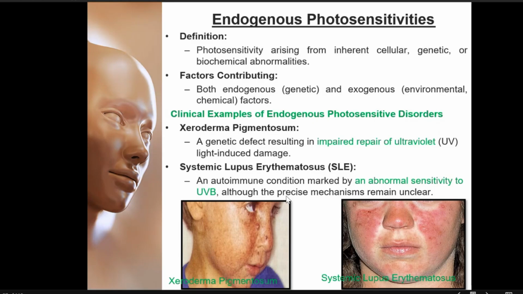The second disease is systemic lupus erythematosus, an autoimmune condition marked by an abnormal sensitivity to UVB. Although the precise mechanism remains unclear, you can see the main lesions over the skin. This is the systemic lupus erythematosus disease picture.